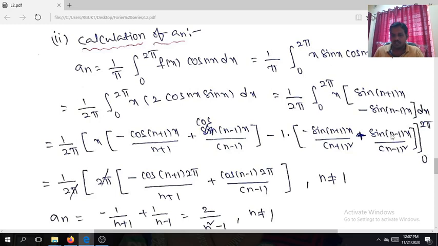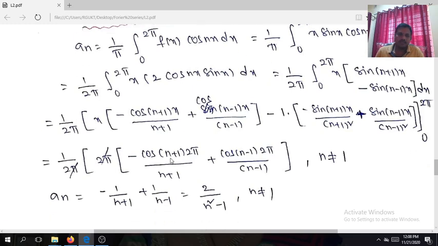Right. Here one advantage we have. Whatever sine term is there, if the limits are 0 to 2 pi or minus pi to pi, that term completely vanishes. We don't concentrate on sine terms. So we should concentrate on what? Cosine terms only. Sine 2 pi into n plus 1 is 0. Sine 2 pi into n minus 1 is 0. This term is completely 0.